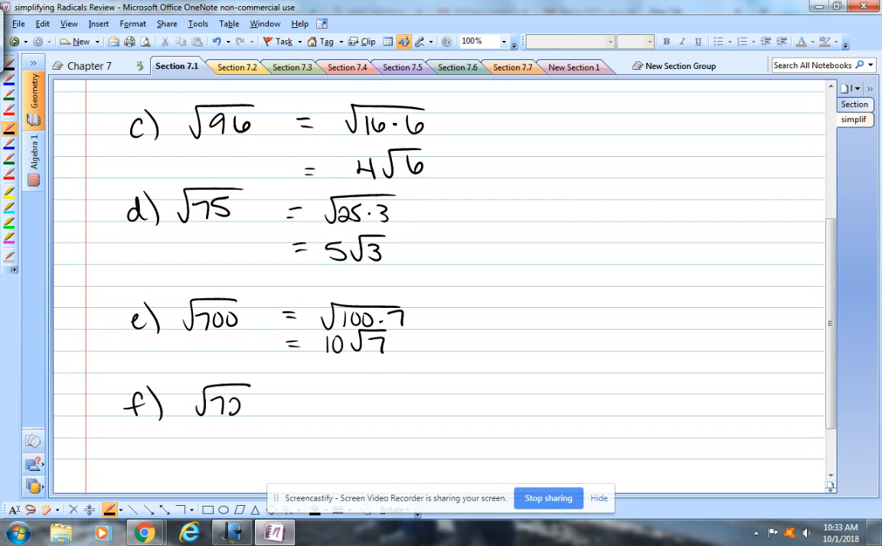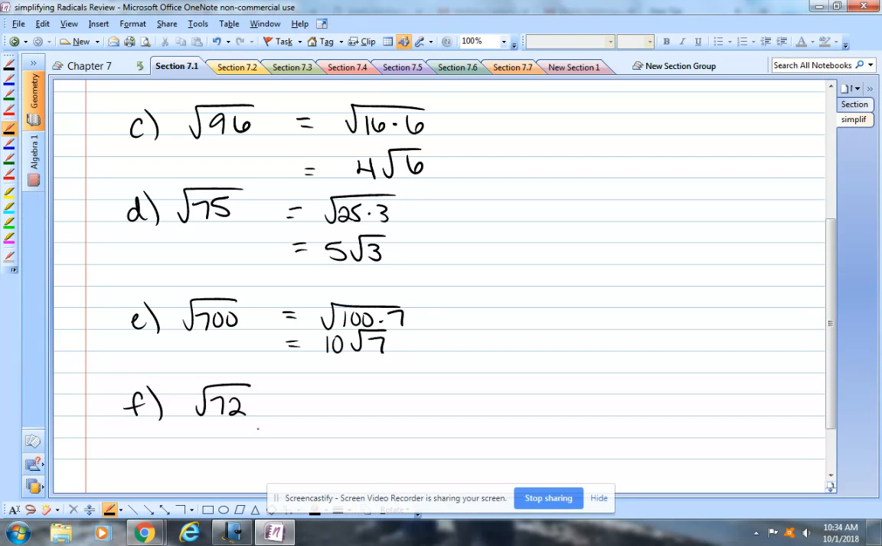Here's one that messes people up. Radical 72. And the reason it messes people up is because there's actually quite a few squares that go into 72. Okay? So what we want to do is find the largest square that goes into 72. And to me, the best way to make sure you get the largest one is to work up your chart.